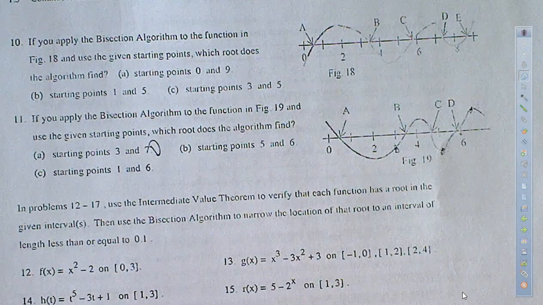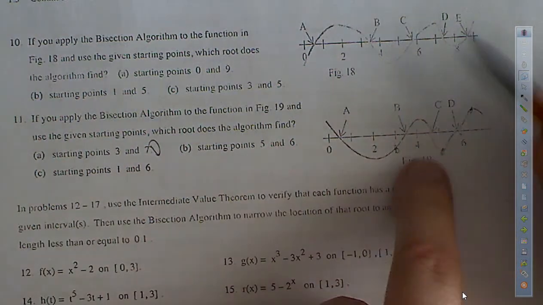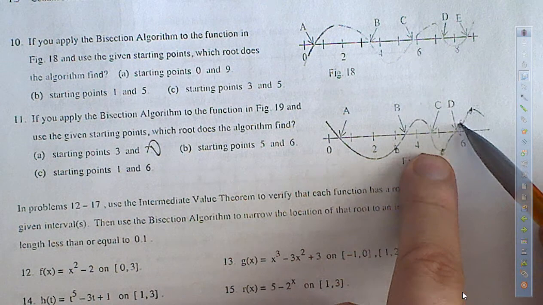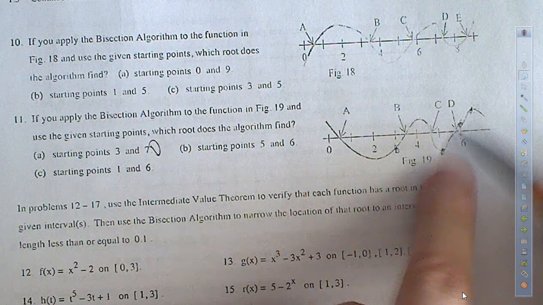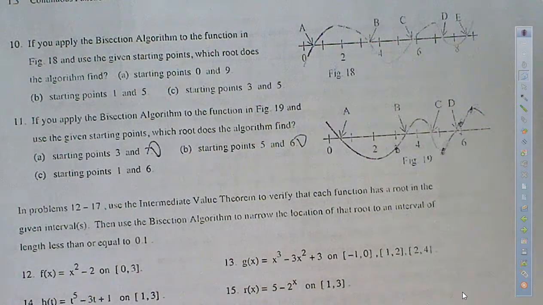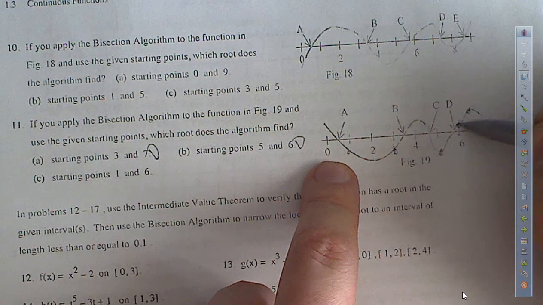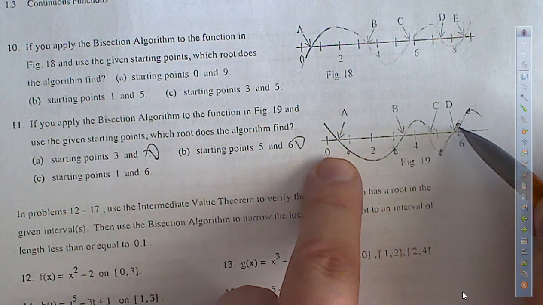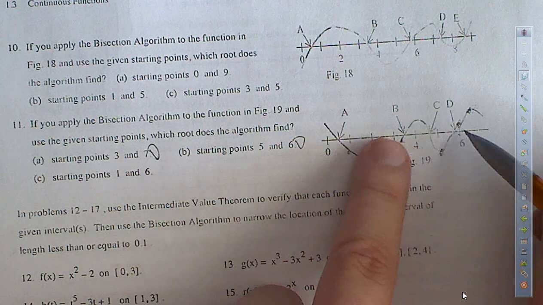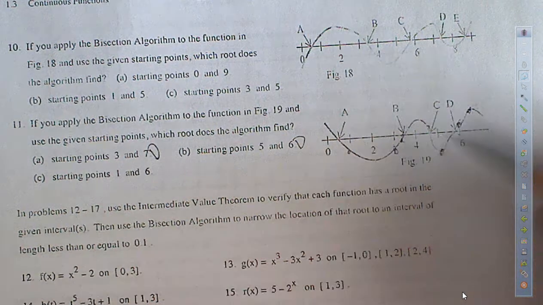Starting at points 5 and 6. Here's 5. Here's 6, a little bit above. There's only one root in between those two, so there's only one root it can converge towards. Now the points 1 and 6. If I cut those in half, that's going to bring me to 3.5, which is here. And then if I cut that in half, meh.